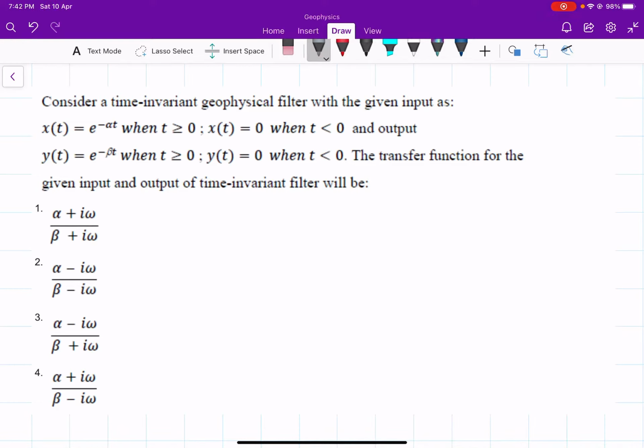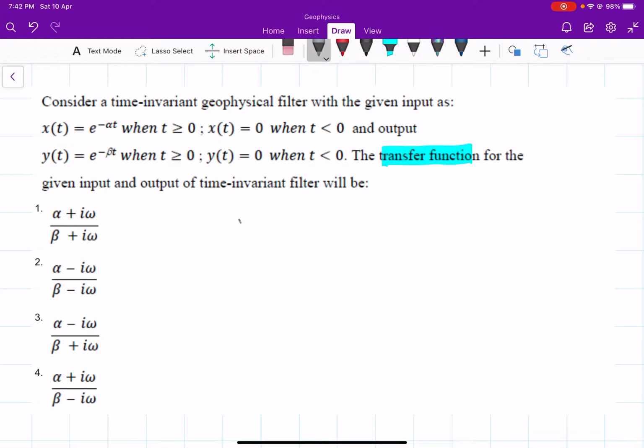In this video, we will learn the concept of transfer function. So basically, transfer function is defined for a given input and output frequency filter.